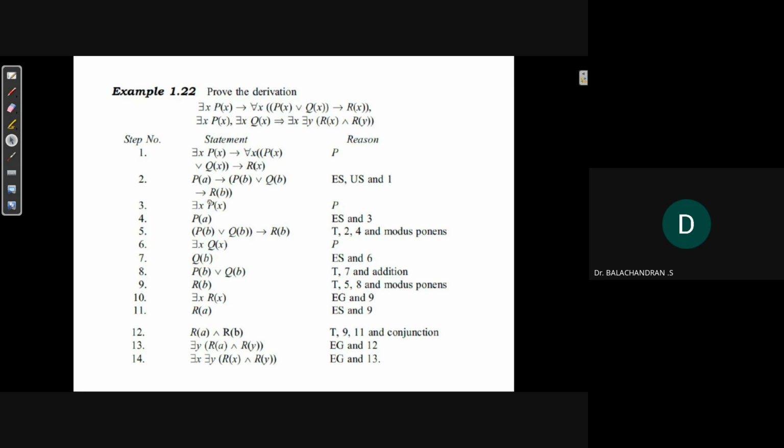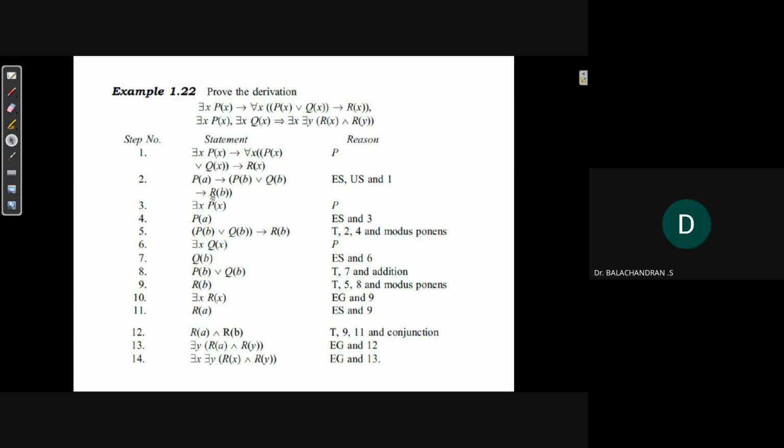Next, there exists X, P of X. So this is rule P. From 3 to 4, I am using what? Rule ES. Already I used A, but there also I used there exists X, P of X. Here also there exists X, P of X. So then you can use it in this case. Both of them are there exists X, P of X. So from 3 to 4 I used the rule ES.